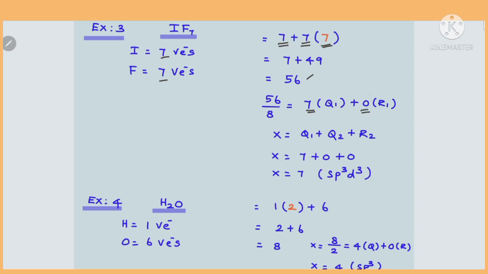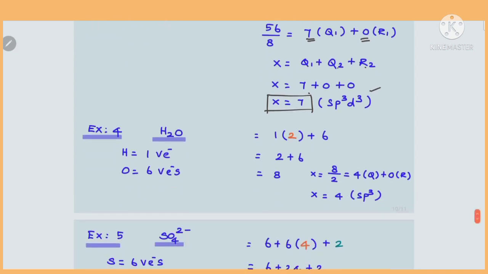If we get a remainder R1 other than 0, you have to do the next step, that is, divide R1 by 2. But here, if you get R1 as 0, you can stop with the first step itself. So X is Q1 plus Q2 plus R2. Q1 is 7, and Q2 and R2 will be 0. So the X value is 7. If X is 7, then the hybridization is sp3d3.